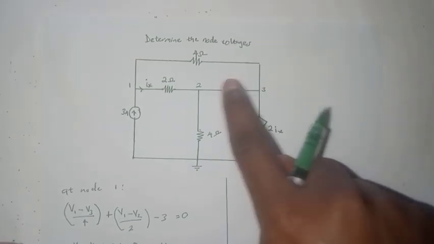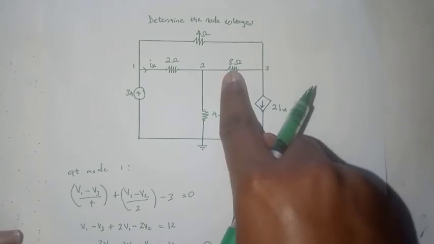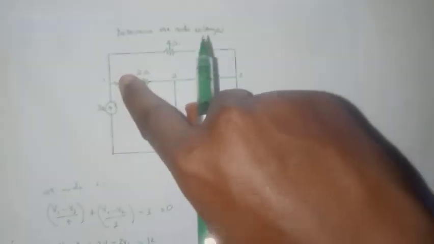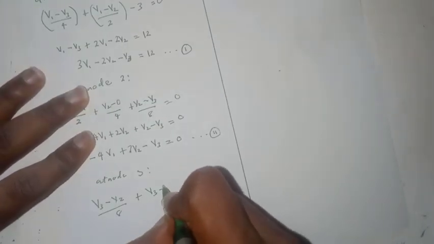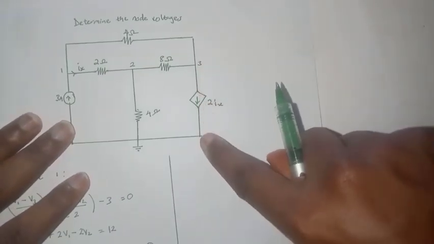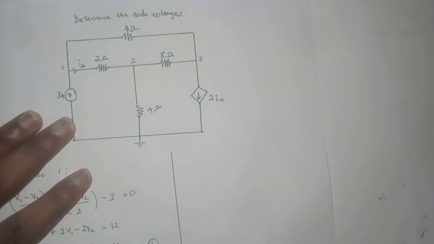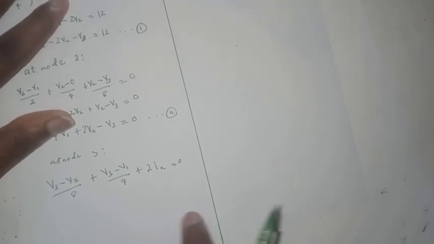Then at node 3, we write for this branch, that would be V3 minus V2 divided by 8. Then this branch should be V3 minus V1 divided by 4 plus V3 minus V1 divided by 4, then plus 2ix, because the current is flowing out, so that will be plus 2ix, which is equal to 0. Now this is the equation at node 3.